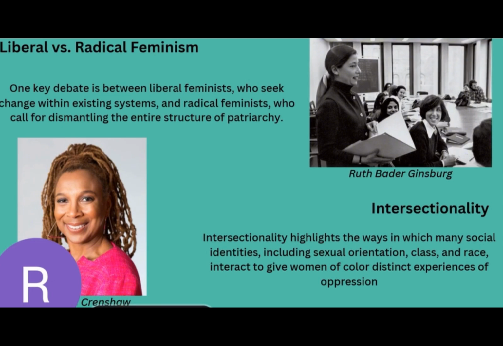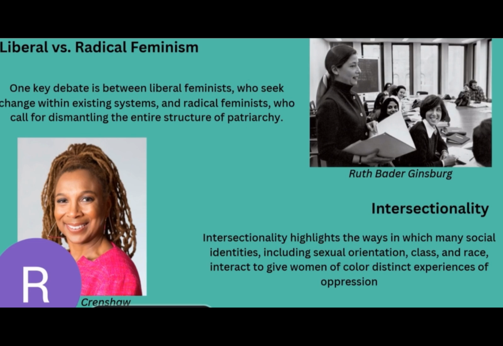In the photo I have here of Ruth Bader Ginsburg, she's one of the notable feminists in our history. She was one of the first women to work at Columbia Law School, and she wasn't getting paid the same amount as her male coworkers, and she took it to court herself.